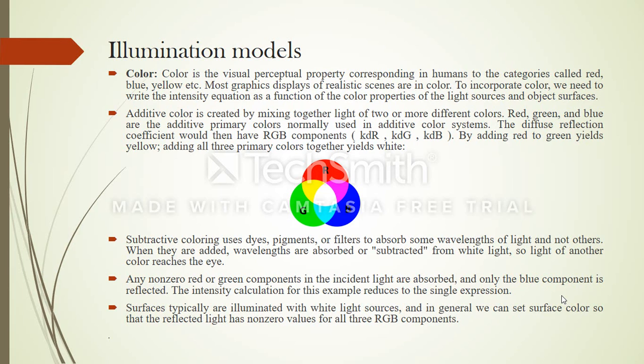Subtractive coloring uses dyes, pigments, or filters to absorb some wavelengths of light and not others. When they are added, wavelengths are absorbed or subtracted from white light, so light of another color reaches the eye. Any non-zero red or green components in the incident light are absorbed and only the blue component is reflected. The intensity calculations for this example reduce to a single expression.